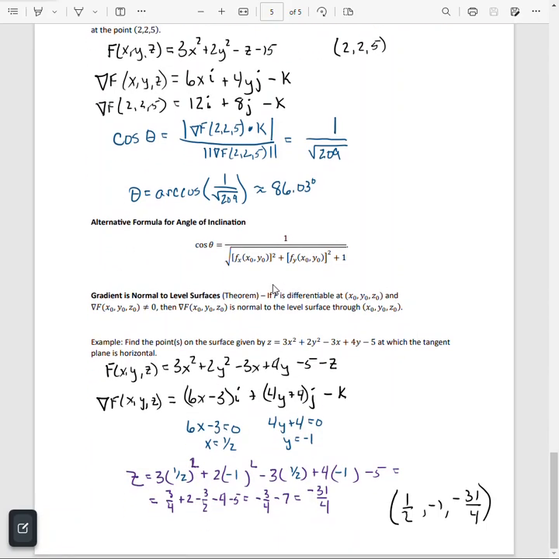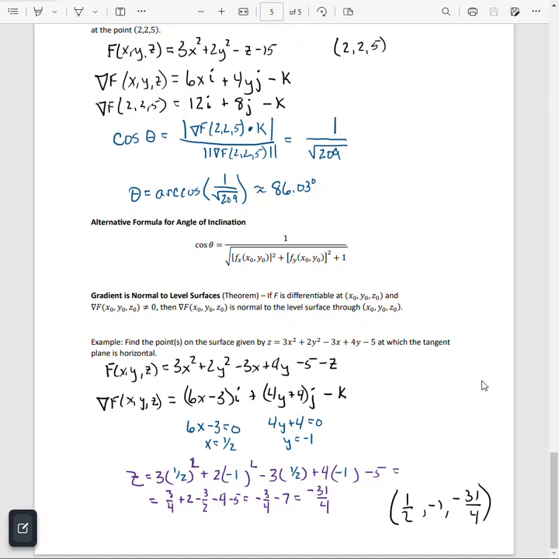Alternative formula for the angle of inclination using the partial derivatives. Wow, that one looked weird at first, but that's a correct version. Just like in 2 dimensions, the gradient is normal to level curves. The gradient is normal to level surfaces in 3 dimensions. If capital F is differentiable at an initial point, and the gradient at the initial point is non-zero, then the gradient at the initial point is normal to the level surface through the initial point.